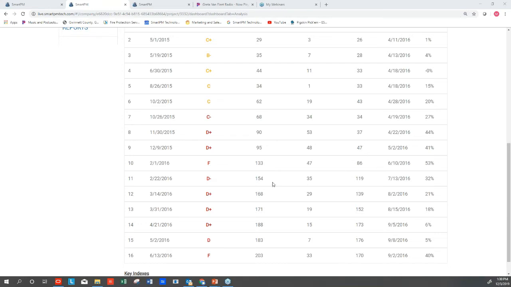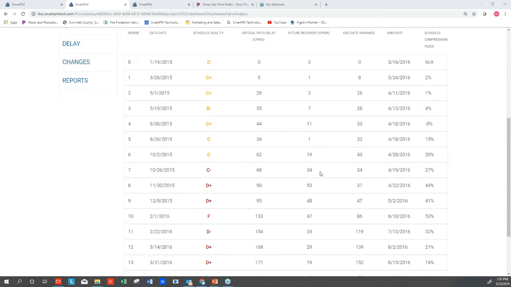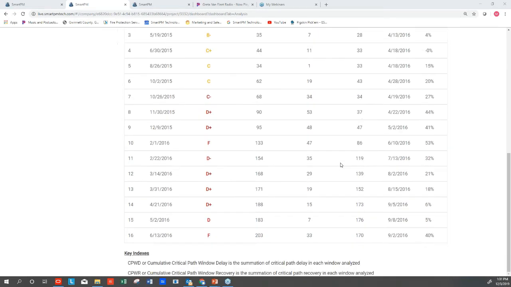So now I start to understand that delays are happening, schedules are getting overly compressed, potentially unrealistic, so I need to take that into account as I model. But really at this point, I'm still only getting a lay of the land on this project.